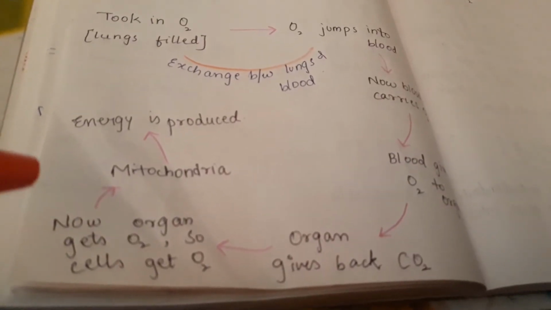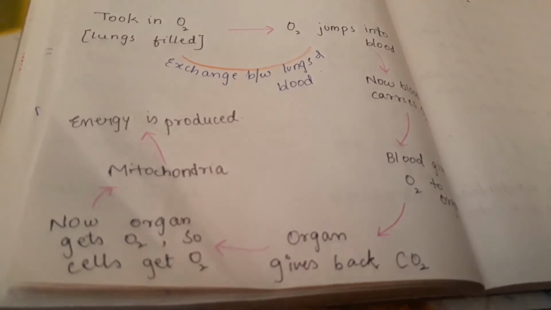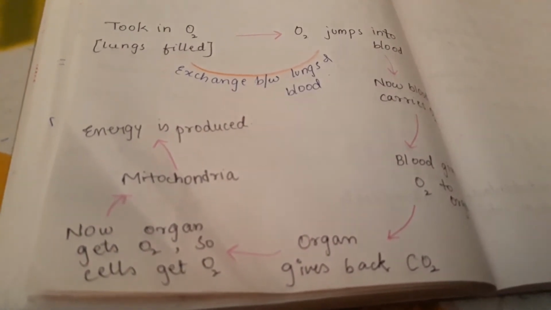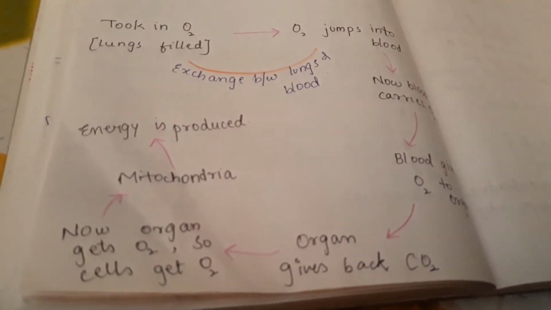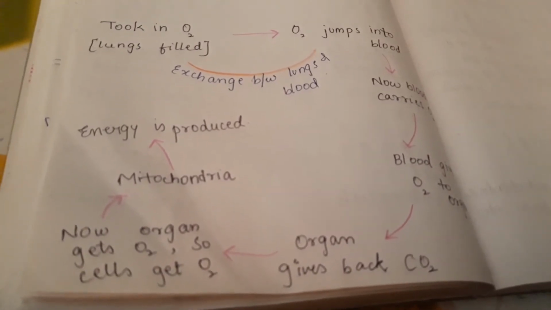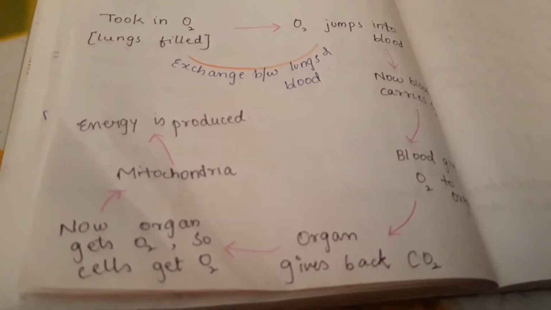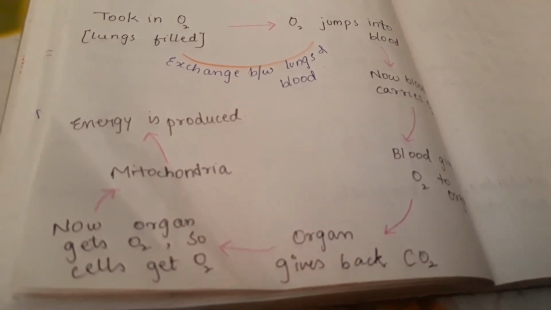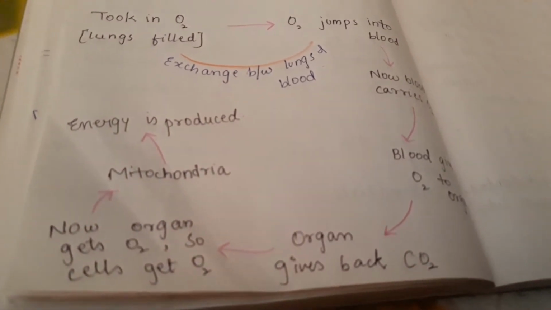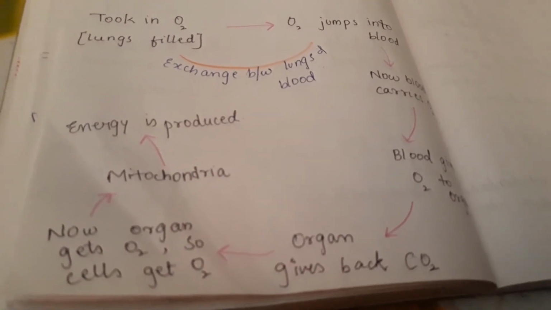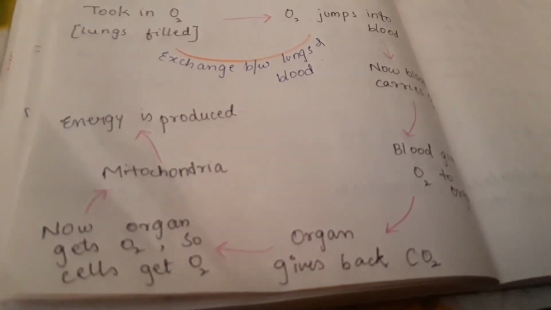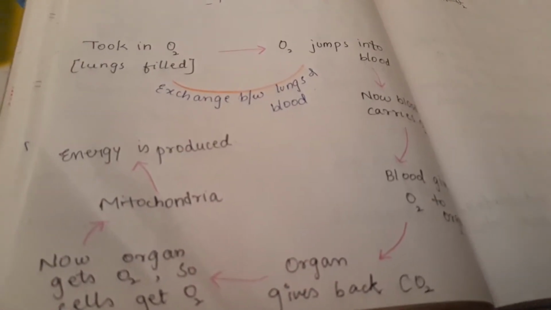Now the organ gets oxygen, so cells also get oxygen, right? And now in cells, what do we have? We have mitochondria, and mitochondria is also known as the powerhouse of the cell. So now the organ has got oxygen, even cells get oxygen, and then mitochondria will do its work and produce energy. And this is the whole process. Like this only it happens.